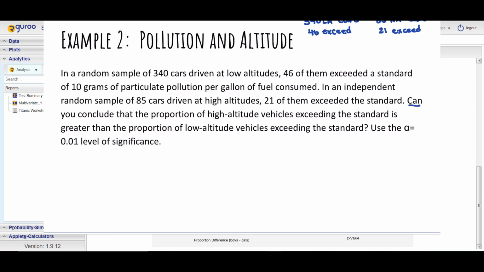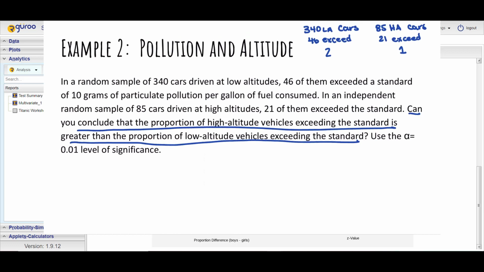Can you conclude the proportion of high altitude vehicles exceeding the standard is greater than the proportion of low altitude cars exceeding the standard? Use a 0.01 level of significance. Here's the one thing that I'm going to do here. Because of the way they ordered that wording, I'm going to do high altitude as the first sample and low altitude as the second sample. So I'm going to go ahead and put that in there.